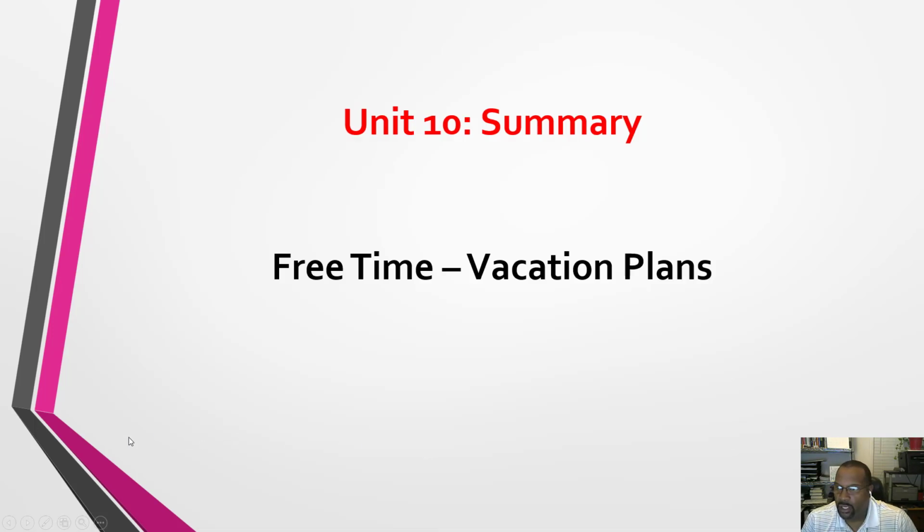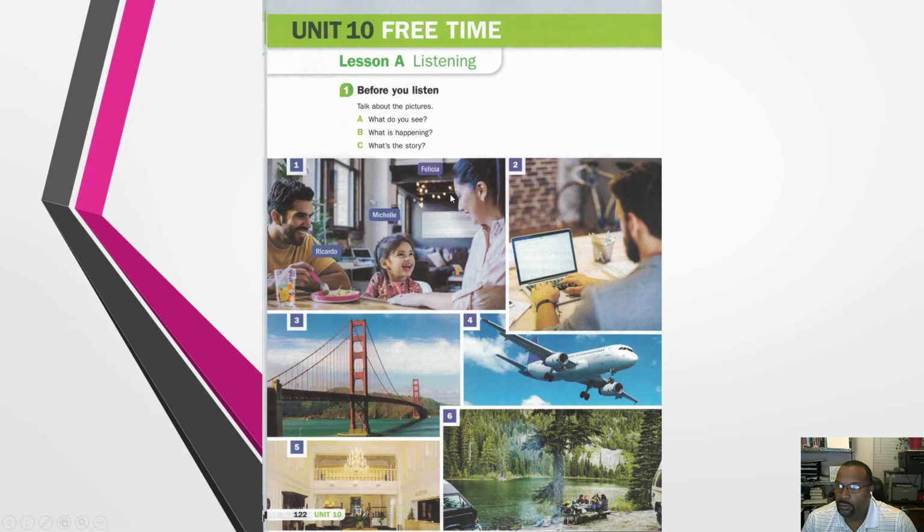All right, so now we're at the unit summary. Free time, vacation plans. So let's go over our summary. We've been talking about free time, right? And we started out talking about these 6 pictures. And it turns out that it's Ricardo and Felicia planning a vacation with their daughter, Michelle. And they are trying to choose between 2 places, right? Either flying to San Francisco, or going camping.